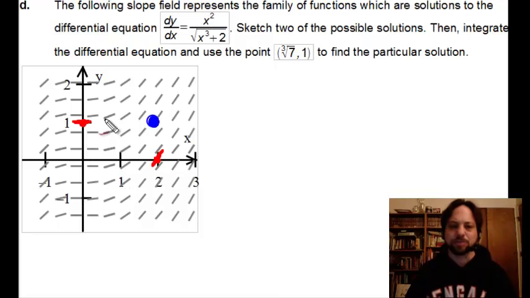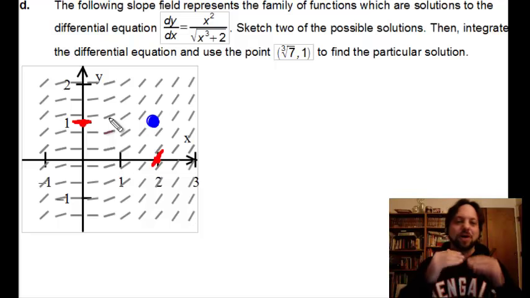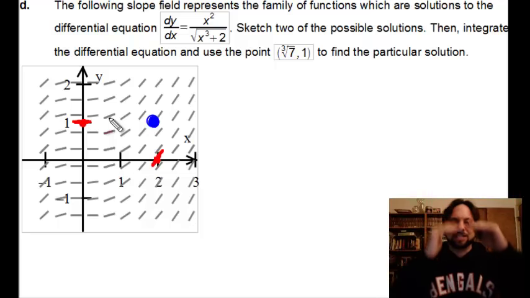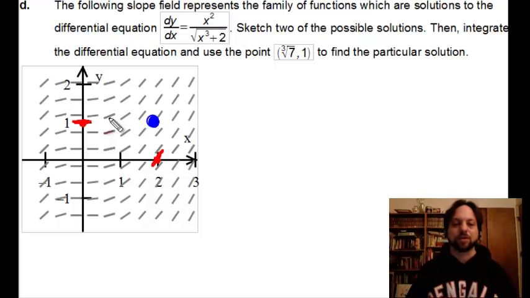How could all of these represent solutions? Well, think about what happens when we integrate. You remember that plus c? Well, depending on what c is going to tell us where on the graph the function is. And so what the directions want us to do is to simply draw two functions on the slope field that could be representative of the family of solutions to this.